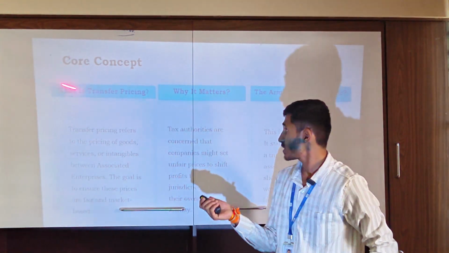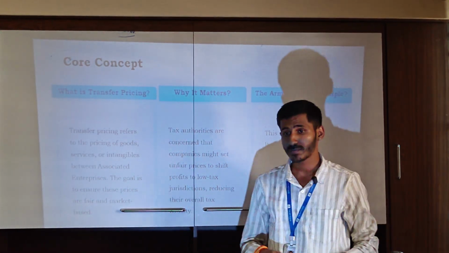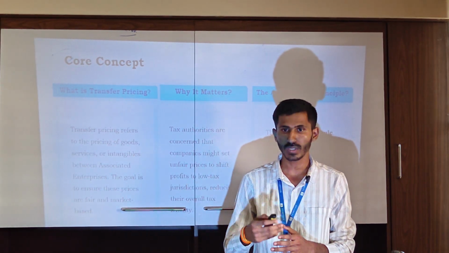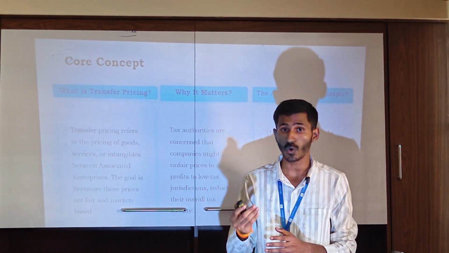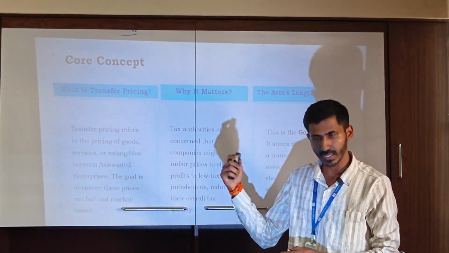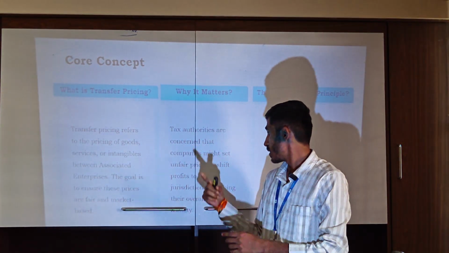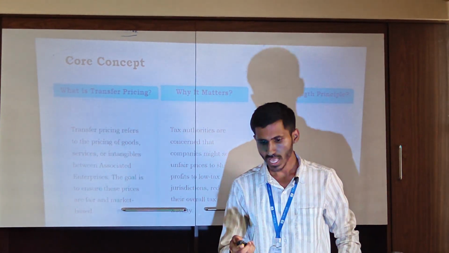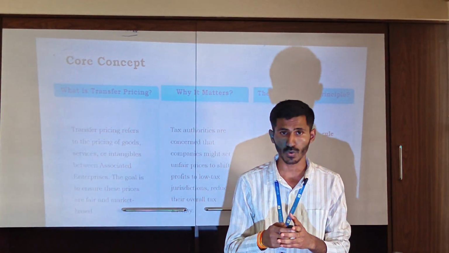Why does it matter? Tax authorities are concerned that companies might set unfair prices and transfer the profit to the jurisdiction where there is a lower tax rate. We shall understand this in an upcoming slide with an example also. So this shifting of profit is called base erosion and profit shifting. And the arm's length price is the golden rule here.